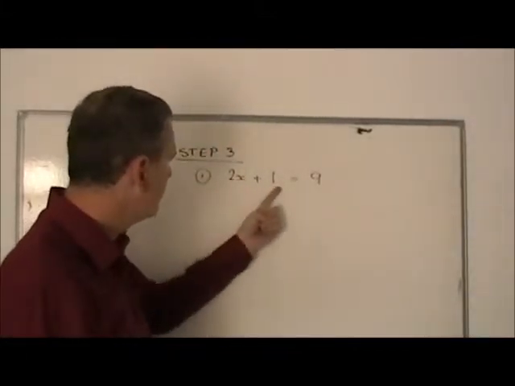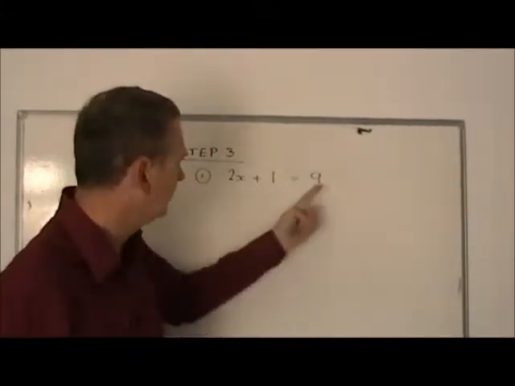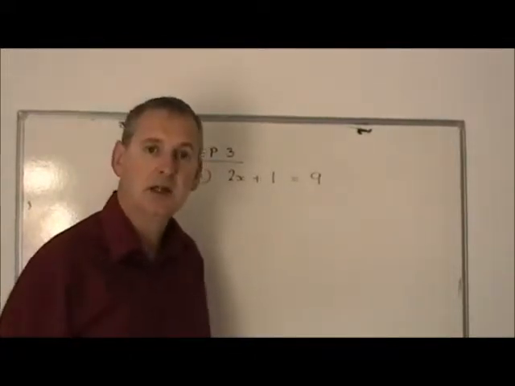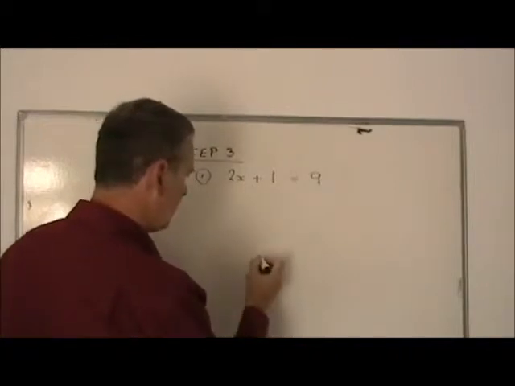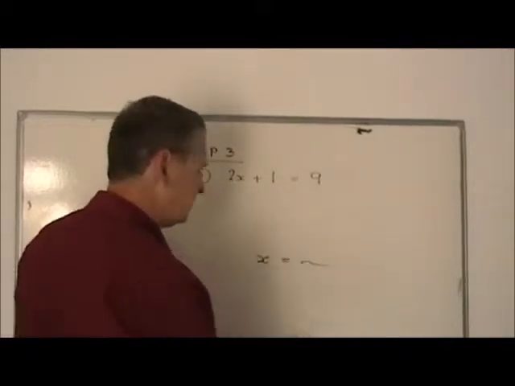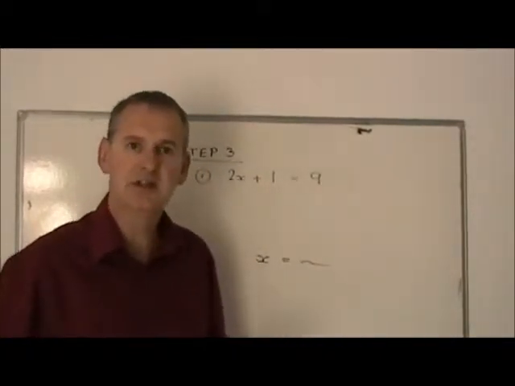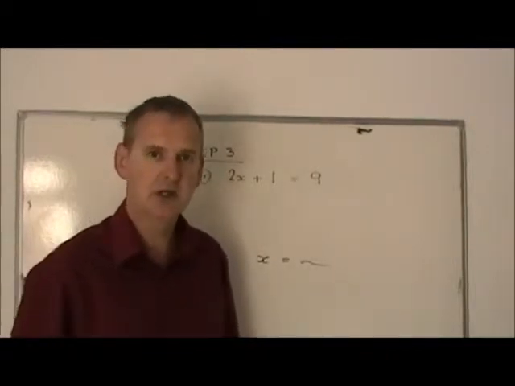On the left hand side of this equation we've got 2x plus 1, and on the right hand side we've got the number 9. What we're going to do is go through some logical processes and end up down here with x equals some number. And that will be the solution to the equation.